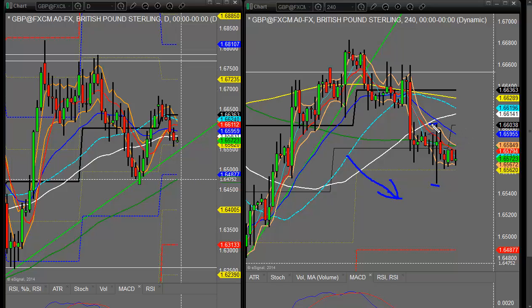Upside resistance would be Friday's high along with the weekly pivots. It's around about that sort of level as well, around about 166.03, somewhere in that region as the upside resistance.